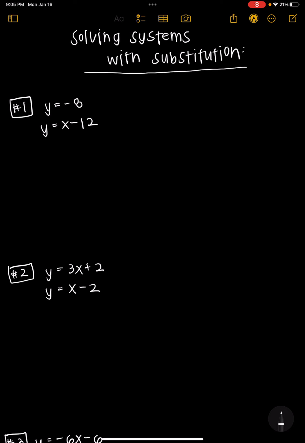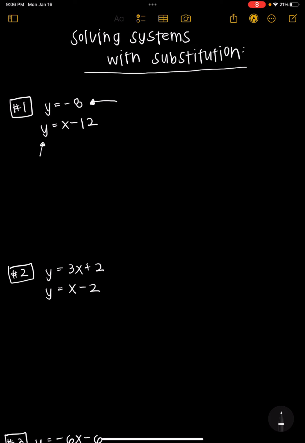The first example says y is equal to -8 and y is equal to x minus 12. So obviously they already gave us one of the answers. They told us that y is equal to -8. Because we already know that, the only thing we really have to solve for is x. The way we're going to do this is with substitution. If I know that y is equal to -8, then this y down here also must be equal to -8.